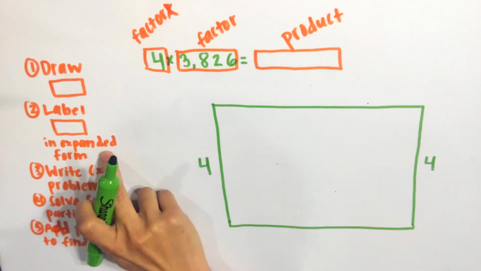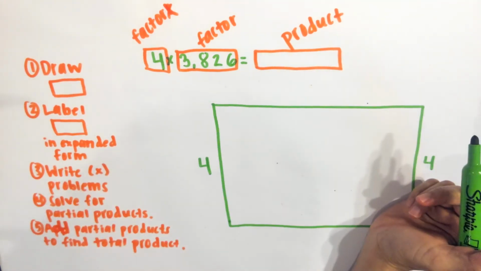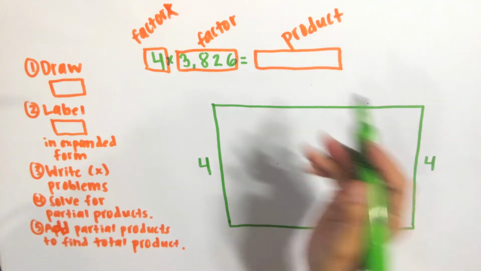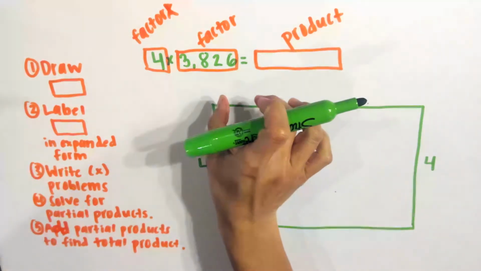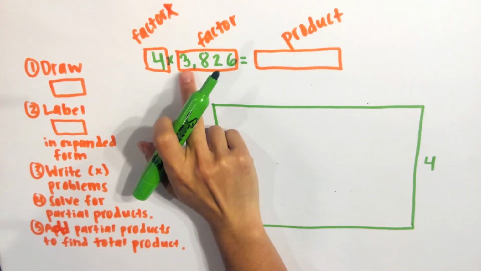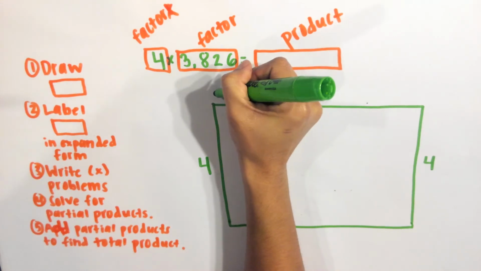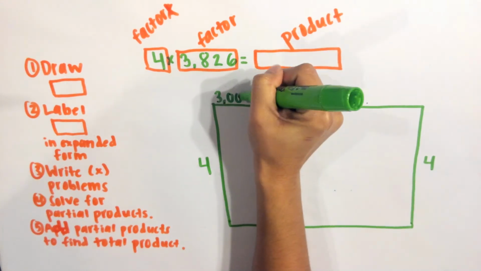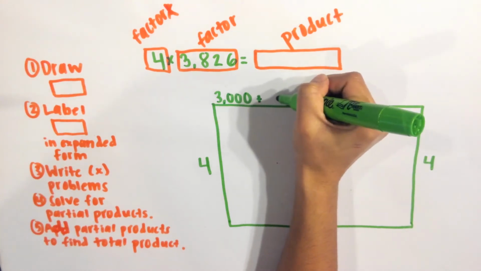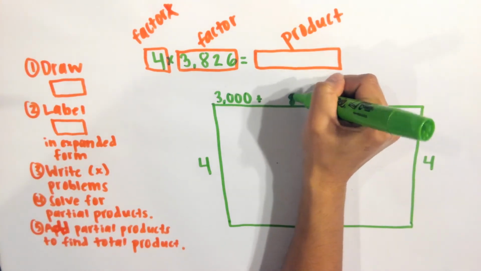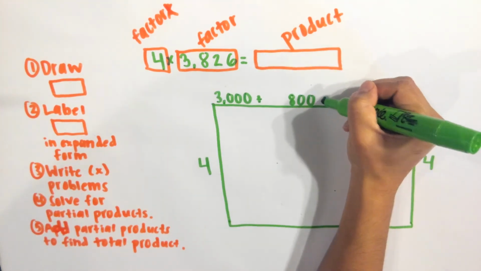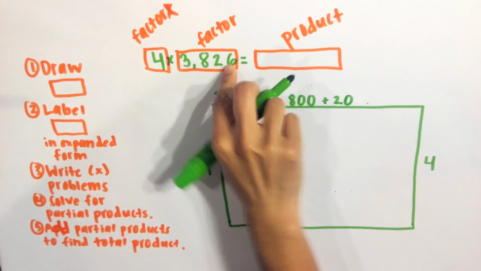3,826, but I'm going to write it in expanded form because this is the place value sections method. So we're going to multiply each number by its place value. So instead of 3, this is 3,000. So I have 3,000 plus 800 plus 20 plus 6.